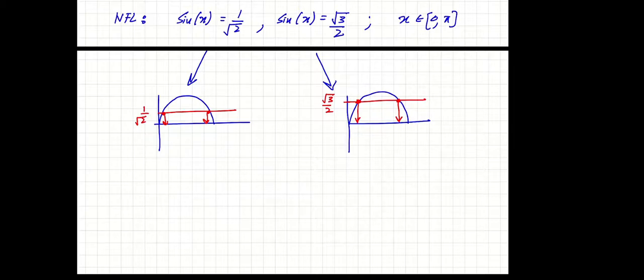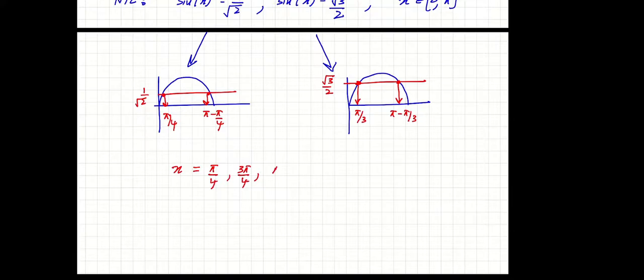Four solutions we are expecting, right? Here it's going to be pi divided by 4, and then pi minus pi divided by 4. Here it's sine 30, sine 60, pi divided by 3, so it's going to be pi minus pi divided by 3. So the answers would be x is equal to pi divided by 4, comma 3 pi divided by 4, comma pi divided by 3, comma 2 pi divided by 3. That's the end of the question, guys.